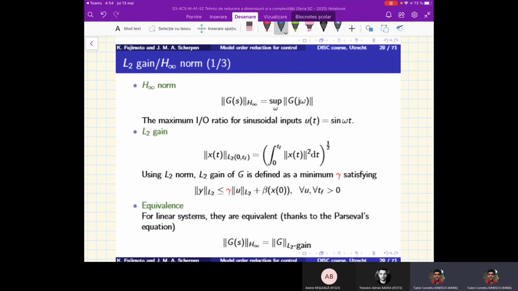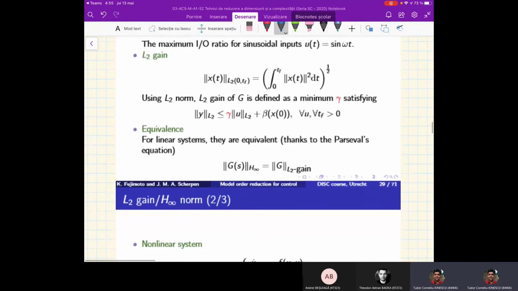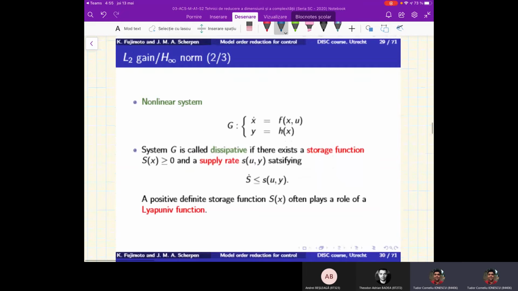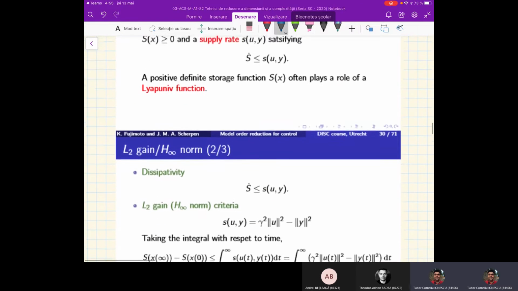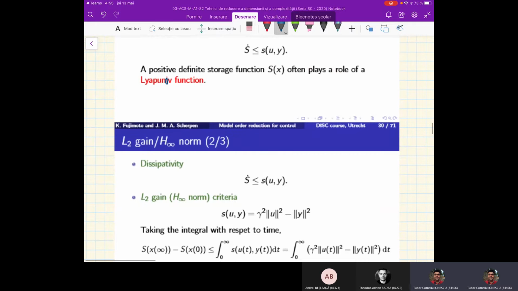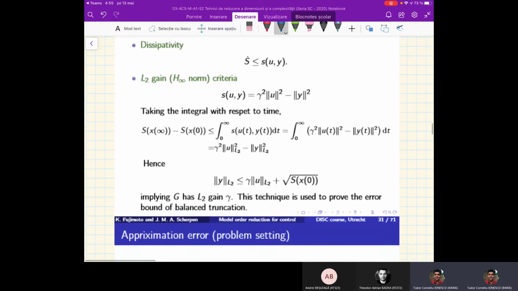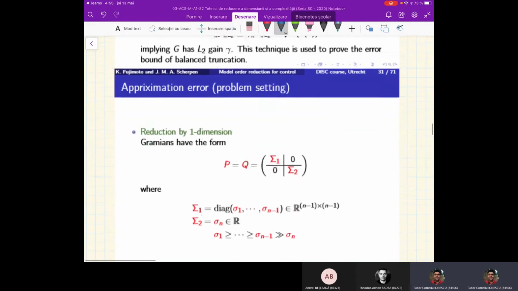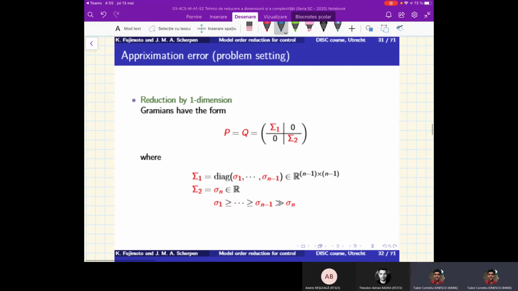L2 gain and H infinity norm. There is a discussion here. It gives you the definition of the H infinity norm and the definition of the L2 gain. For linear systems, due to the theorem of Parseval, these are equivalent notions. Of course, you can talk about storage functions for nonlinear systems and so on and so forth. You can do this for dissipativity as well.